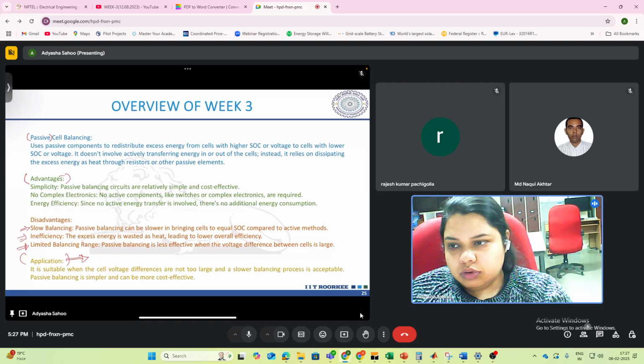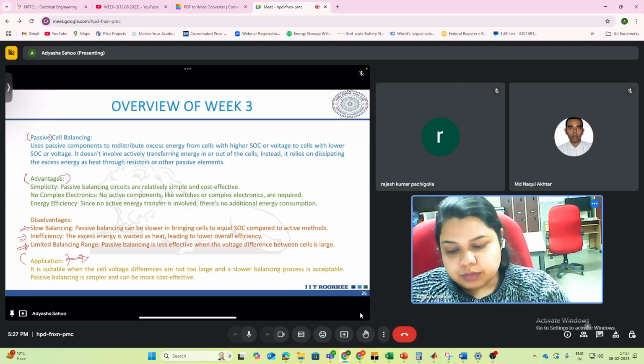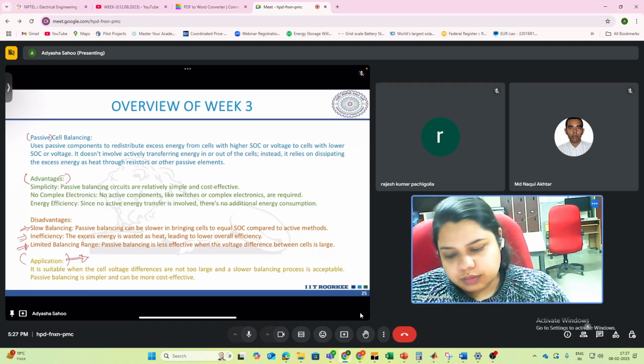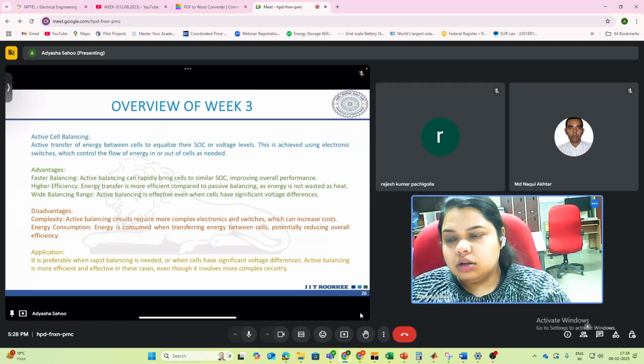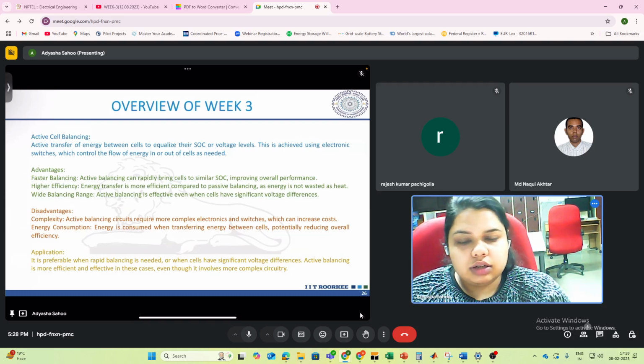Then the next approach that we use is active cell balancing. In active cell balancing, we again try to equalize the SOC levels of the batteries. There, what we do is transfer energy from cell to cell.